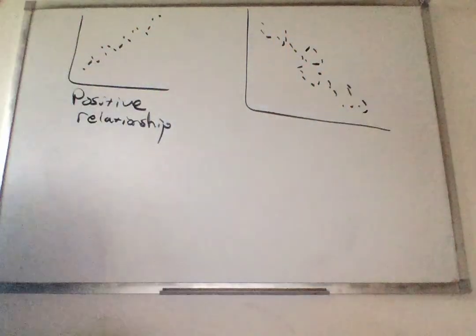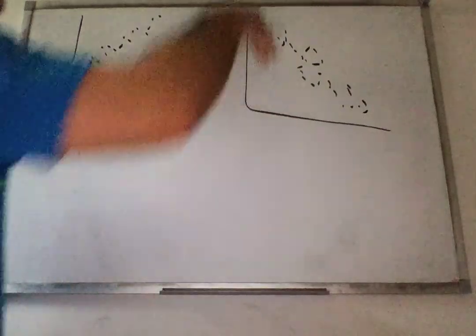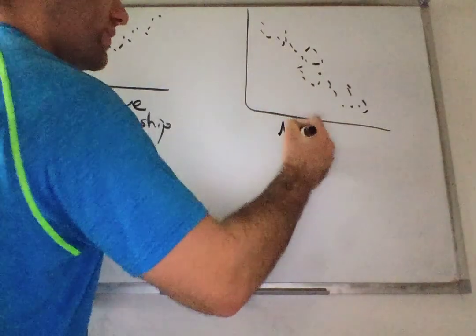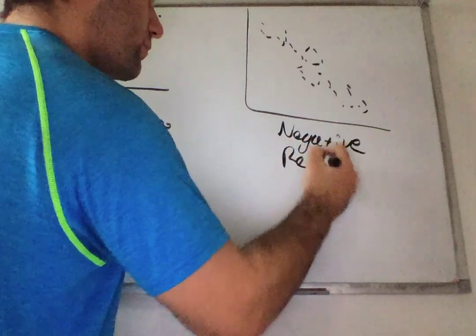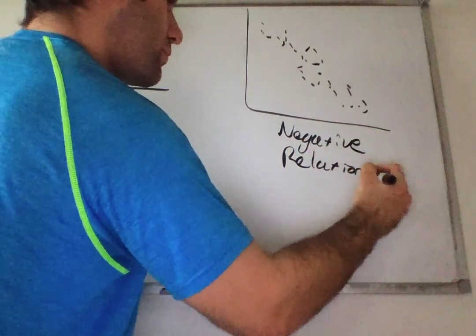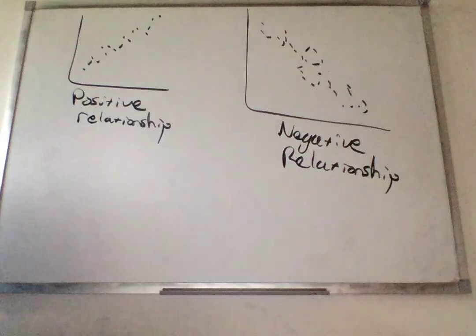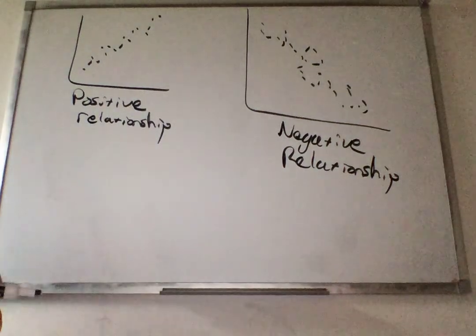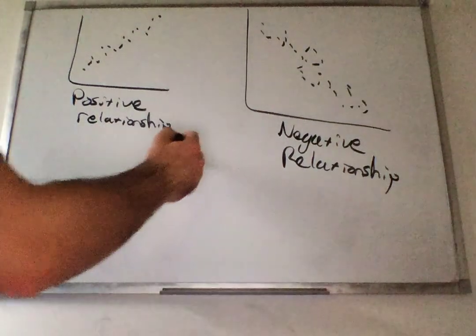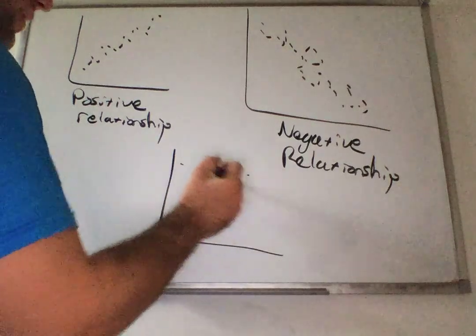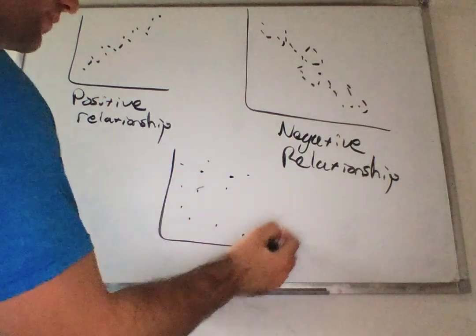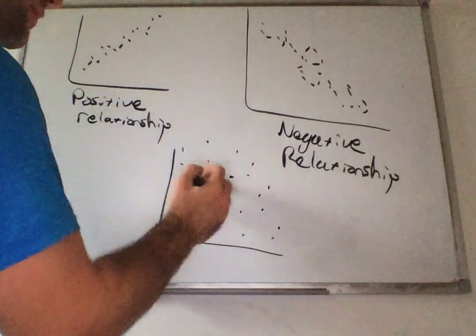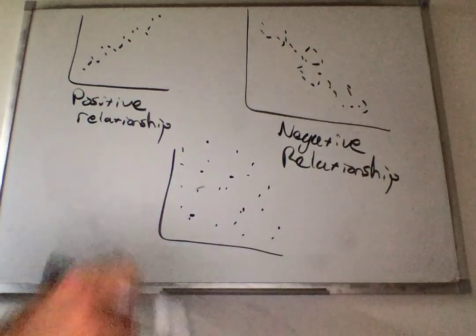Whatever it may be, just a random scatter plot. It's sloping downwards. This is a negative. It's a negative relationship. And then, if you were just to kind of, oops, that's not a dot. No relationship.